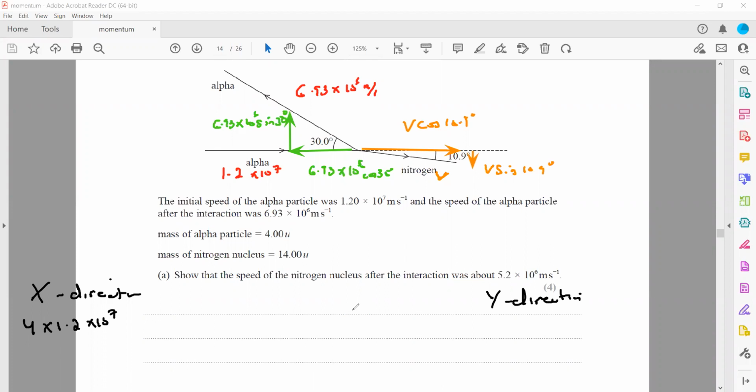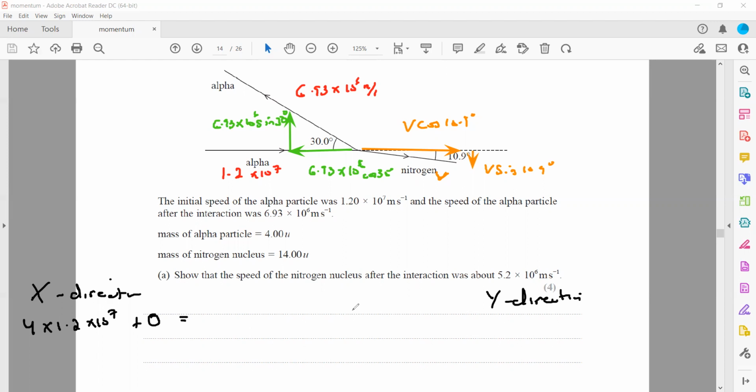This is the initial momentum before the collision plus the momentum of the nitrogen, that is 0. Why 0? Because the nitrogen is initially stationary. After the collision, the nitrogen moved towards the right hand side, and the alpha particle moved backward, recoil. So this one is because it changes the direction.